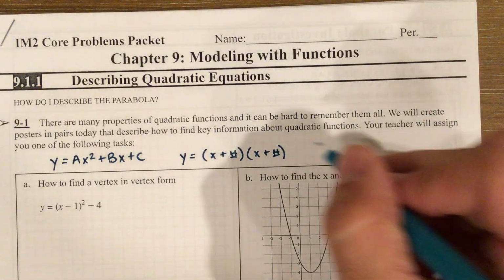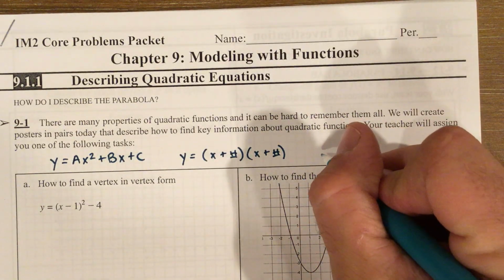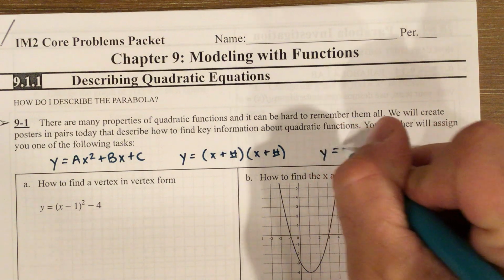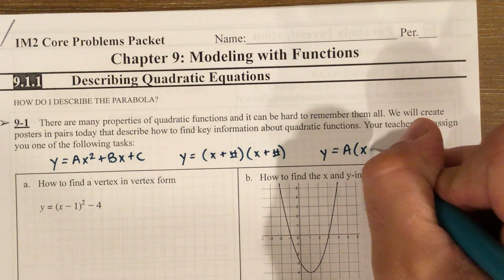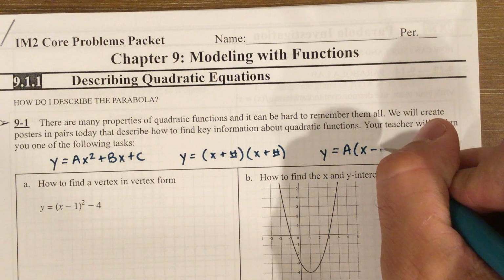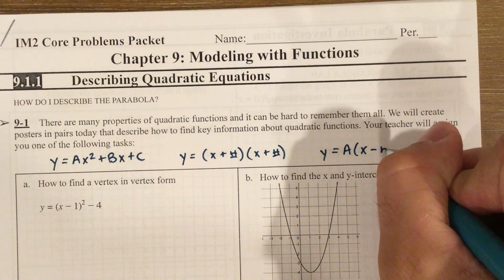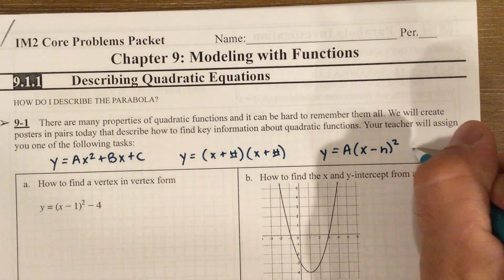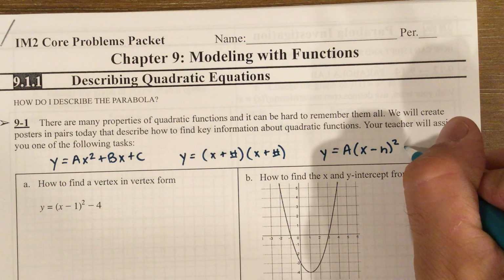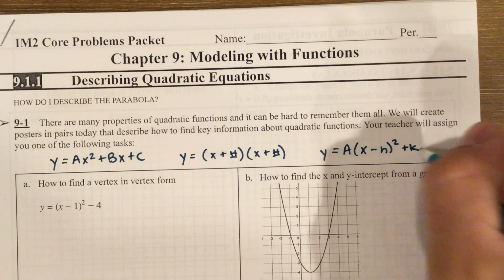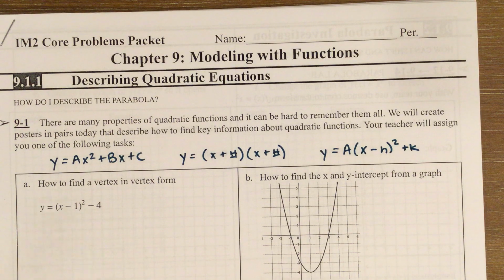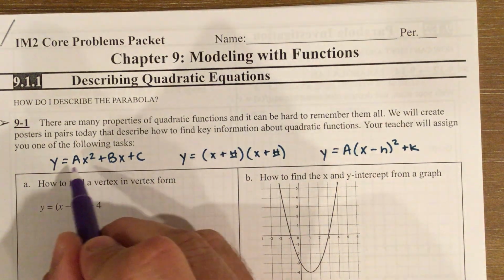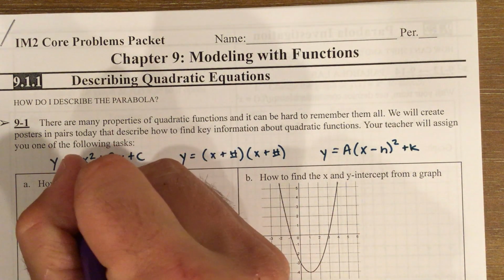And then the third way was in vertex form. So this one looked like y equals a times x minus some number. This was the horizontal shift. Let's call it h, squared. And then this number was the vertical shift. So we could say it plus, let's make up a number, k, letter k. All right, so this was just a standard way for it to be written.